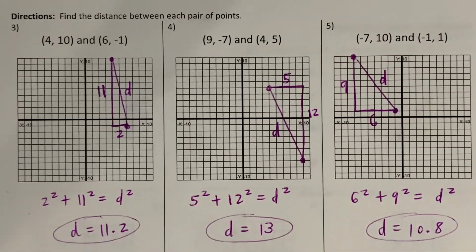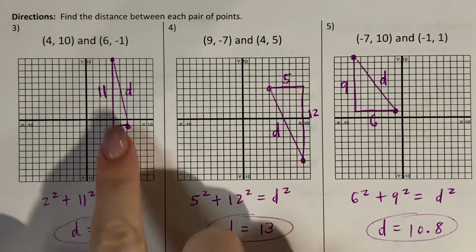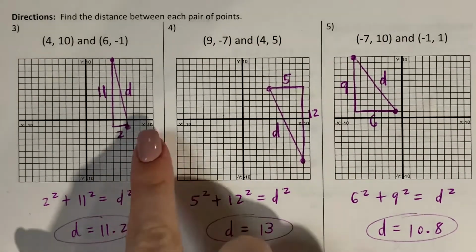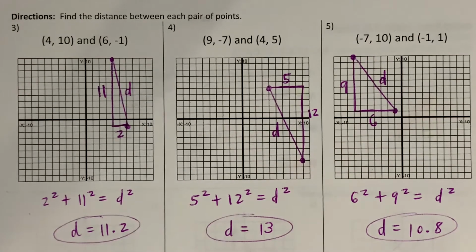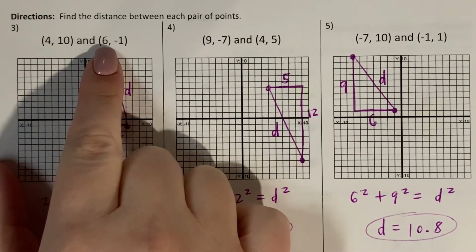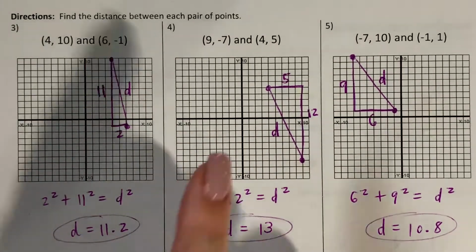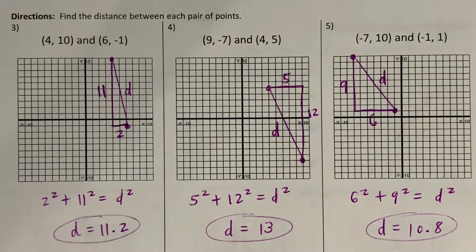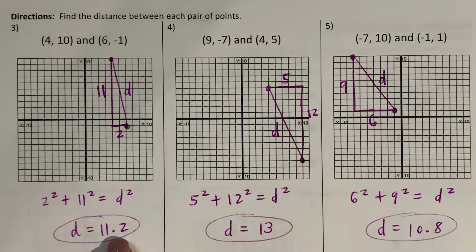On U-try 3, you could have drawn your triangle and looked at the 2 different leg side lengths and used that to help you find the distance between the 2 points. Or you could have looked at your change in X, or your horizontal change, which here was 2, and then looked at your change in Y, or your vertical change, which here was 11. And I got a distance of 11.2 units.